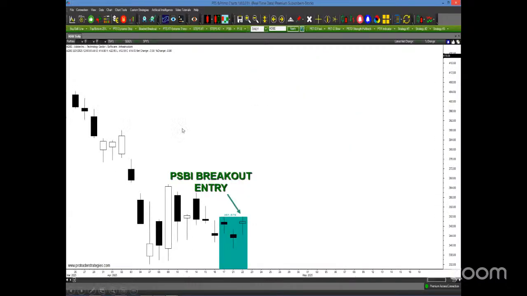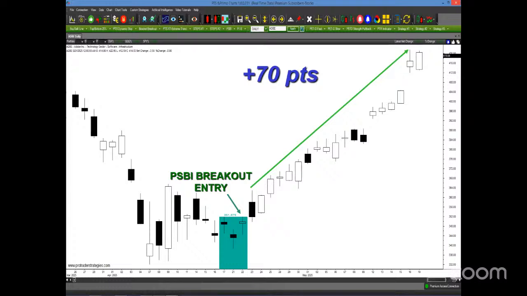Here's an example we looked at earlier in Adobe. Okay, Adobe's going lower. Here's the secret breakout area. Now, it's very hard to see, but it just barely traded above that horizontal line there. So that in itself is actually a breakout entry. And look what happened. The stock shot up 70 points in the next month.